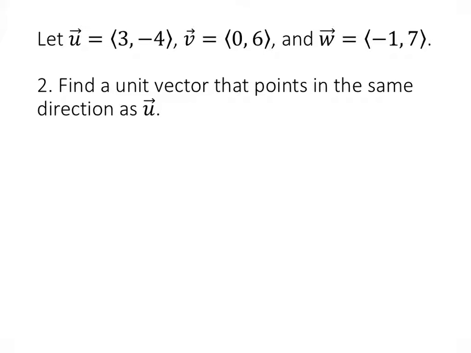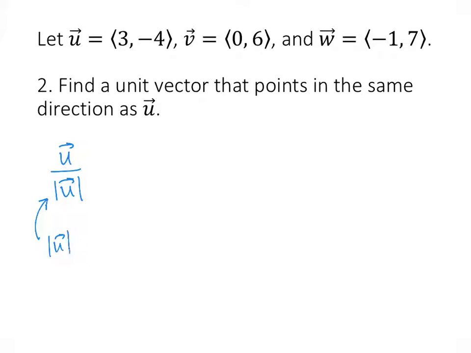Now we're asked to find a unit vector that points in the same direction as the vector u. And whenever we want to find a unit vector that points in a particular direction, we take the vector that has the direction that we want, and we divide it by its magnitude. So if we take u and divide it by the magnitude of u, that will be the unit vector that we're looking for. So first thing we need to do is find the magnitude of u.